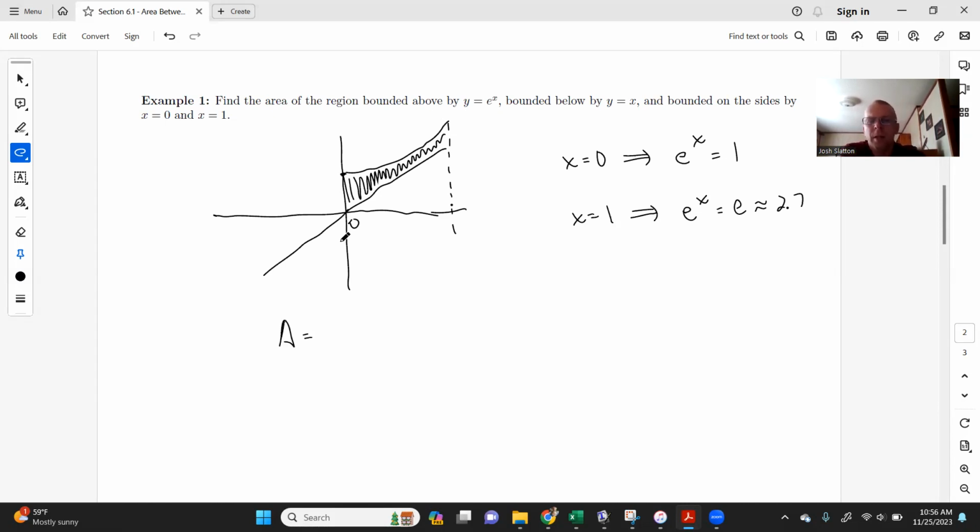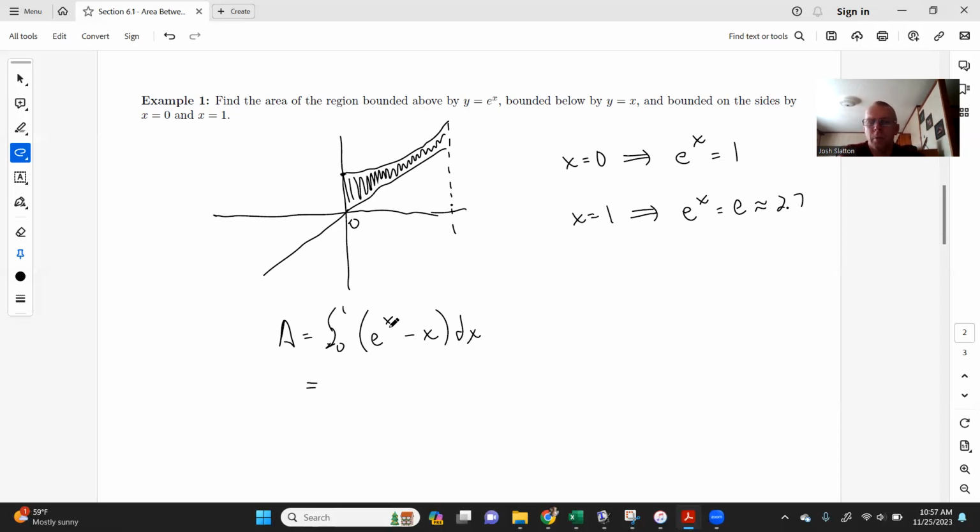In this case, we didn't really need a picture, because it says we're bounded above by y equals e to the x, so bounded above, that'll be the top. Bounded below, that'll be the bottom. We want to find the area between those two, and then, of course, between 0 and 1. So the integral from 0 to 1, and we're going to take e to the x, the top curve, minus the bottom curve.